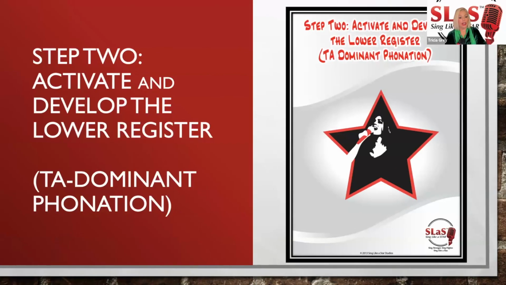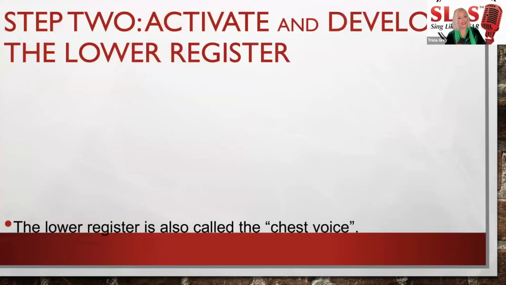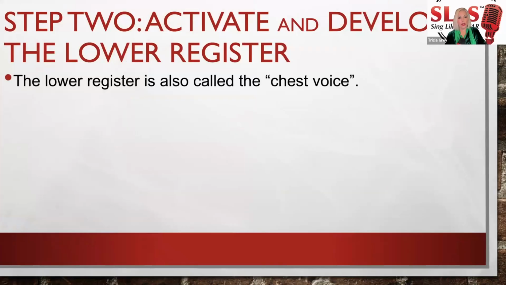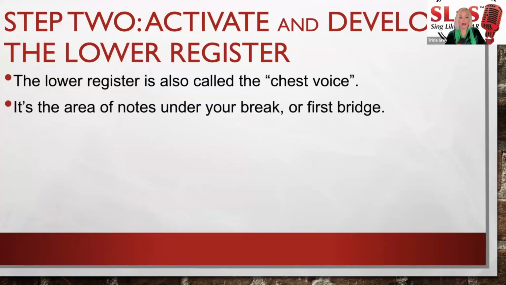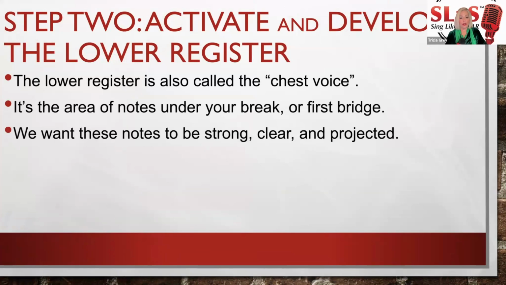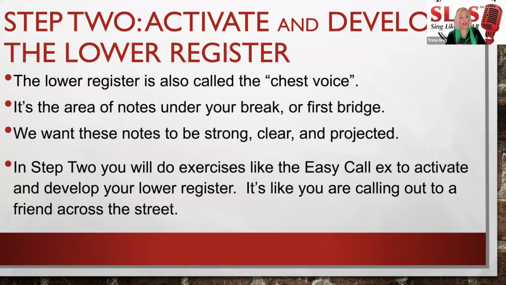Step 2. Activate and develop the lower register. That's TA dominant phonation. The lower register is also called the chest voice. It's the area of notes under your break or first bridge. We want these notes to be strong, clear, and projected.